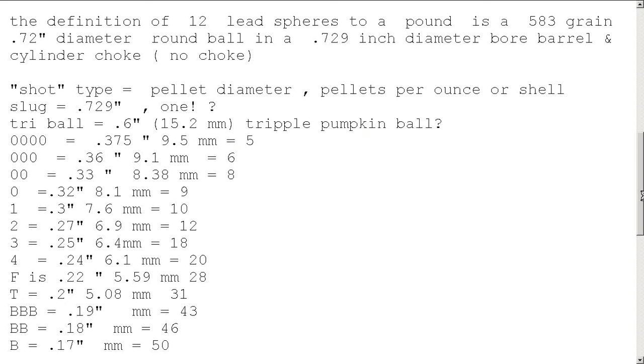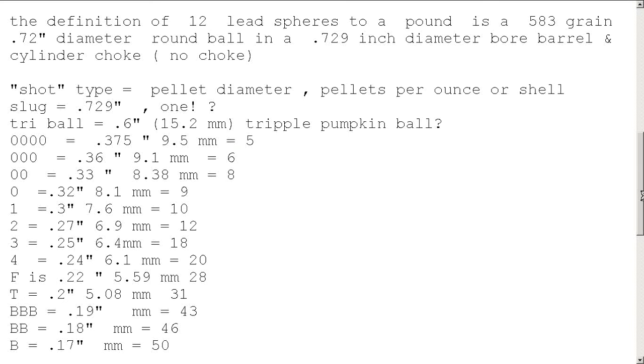Then you get number one buck. You get number one buckshot, and that's literally 30 caliber or 7.6 millimeter, and you get 10 of them per ounce. Number two buckshot is 27 caliber, 6.9 millimeter, 12 pellets per ounce. And then you get number three buckshot, 25 caliber, like 25 ACP, only these are round and short and not as heavy. And they go about 6.5 almost millimeters, or 18 of them per ounce.